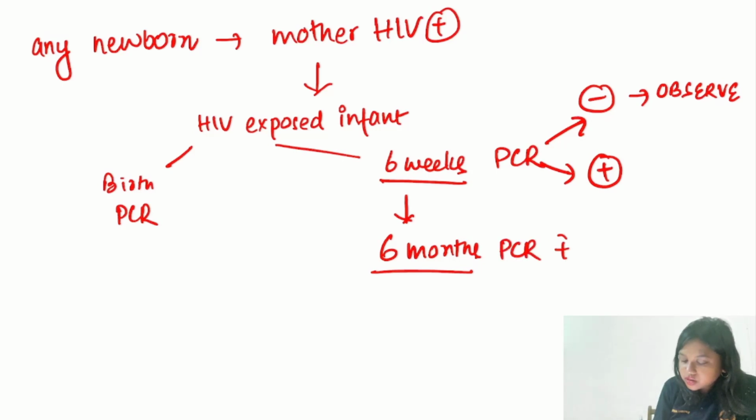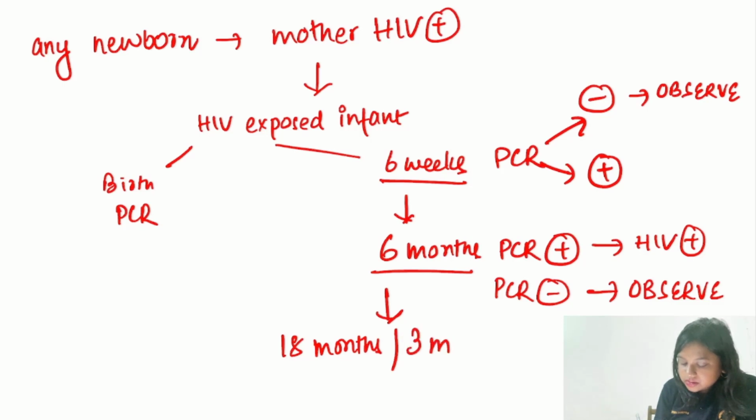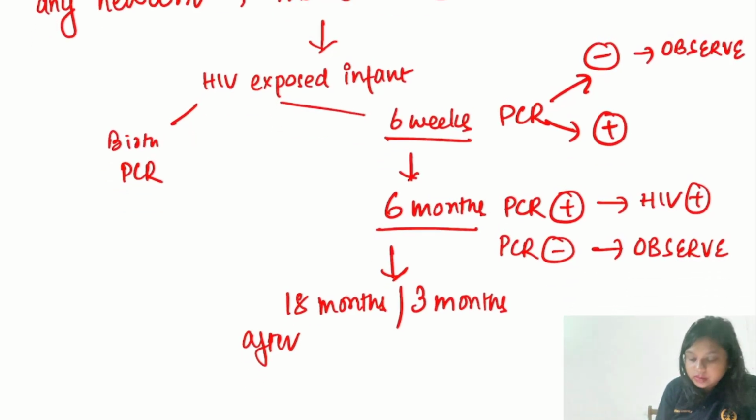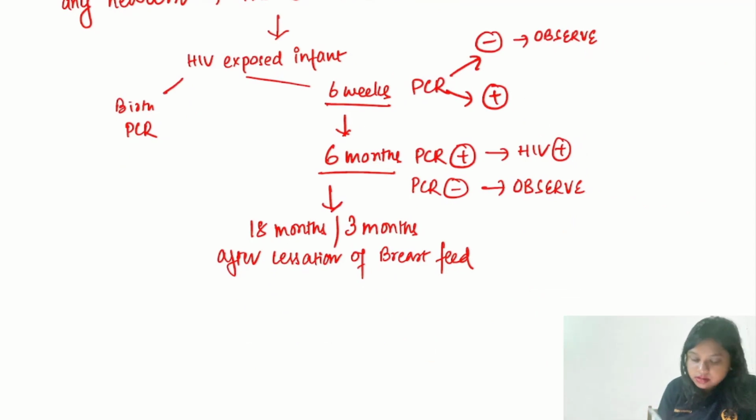If the PCR is positive, if it was previously positive, then it's HIV positive. If the PCR is negative, you can just observe. The next test you can do at 18 months or 3 months after cessation of breastfeeding. In all these cases, the investigation of choice will be dried blood spot for PCR.